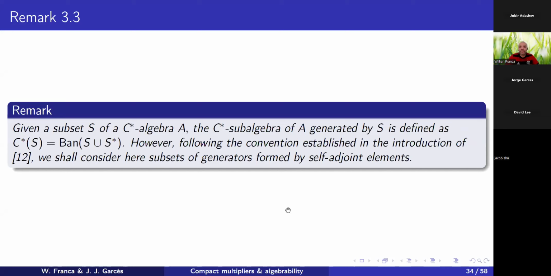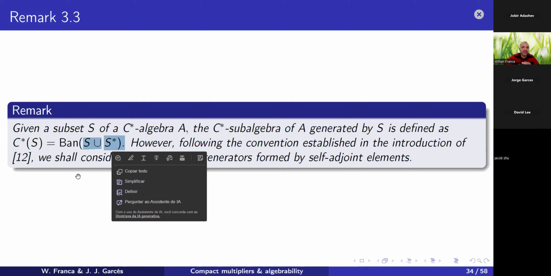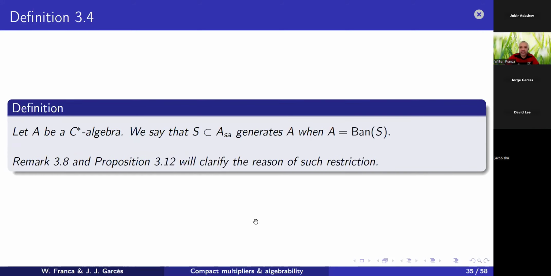So usually, what one could do, if you want to consider S as a generator for a C-star algebra, is to do the following. S is a subset, and you consider the closure of the algebra of all the words of this set, S union with S star. So you consider the elements of S with the involution. However, we are not going to follow this idea, and the reason, I'm going to explain in detail in the sequence.